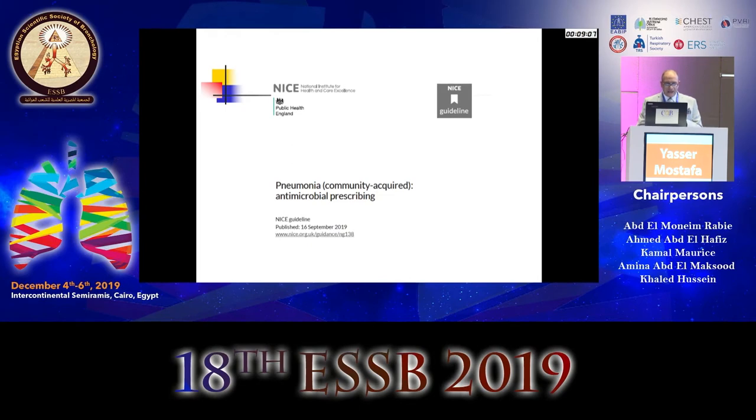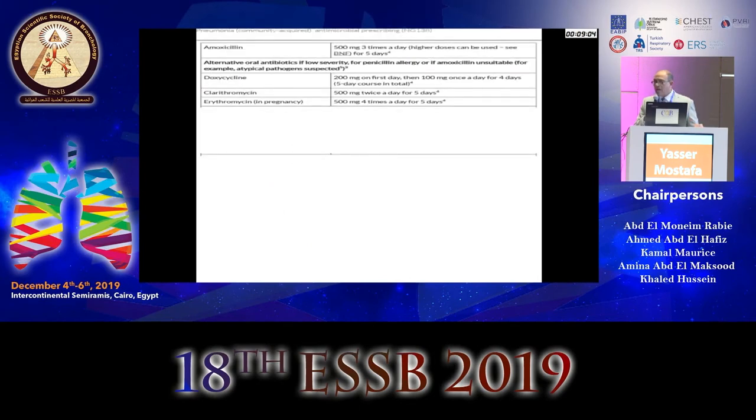The most recent, which is the NICE guideline, classifies the patient as having mild, moderate, or severe pneumonia. It further classifies each group into patients with no problem using beta-lactam antibiotics like penicillins, and patients who have a contraindication to this group. They recommend amoxicillin in treatment of pneumonia in mild cases, which I think in our country will not work at all. As an alternative oral antibiotic in patients contraindicated to penicillin, we have doxycycline, clarithromycin or erythromycin, which can also be used in pregnancy.